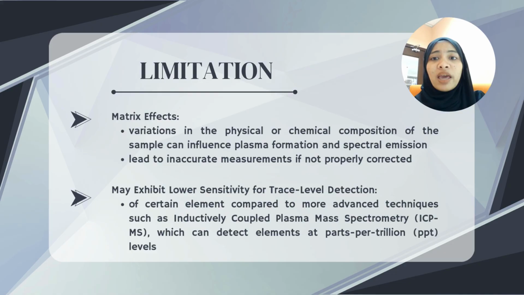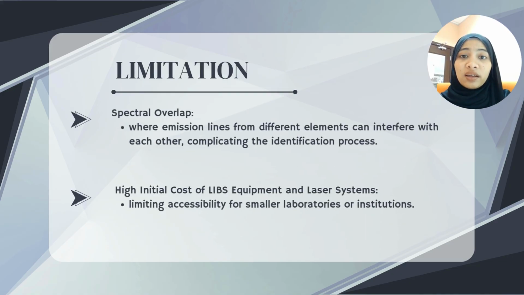Additionally, LIBS may exhibit lower sensitivity for trace-level detection compared to more advanced techniques such as inductively coupled plasma spectrometry (ICP), which can detect elements at parts-per-trillion (ppt) levels. Another issue is spectral overlap, where emission lines from different elements can interfere with each other, complicating the identification process. Furthermore, the initial cost of a LIBS system, including high-power laser and spectrometers, can be significant, potentially limiting accessibility for smaller laboratories or institutions.